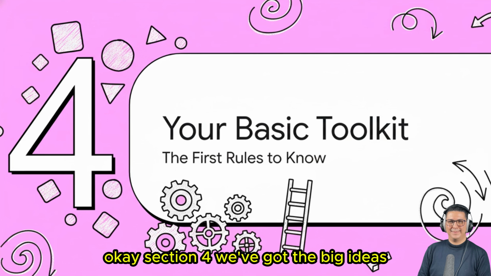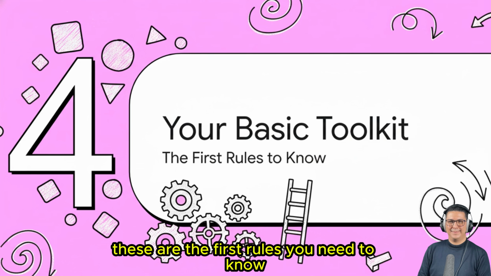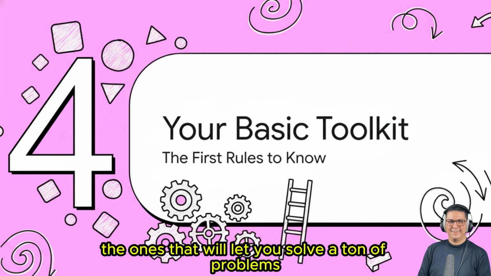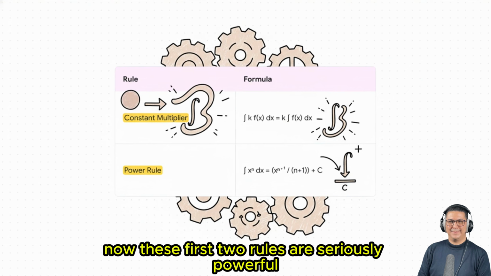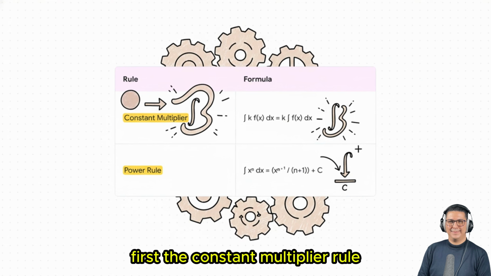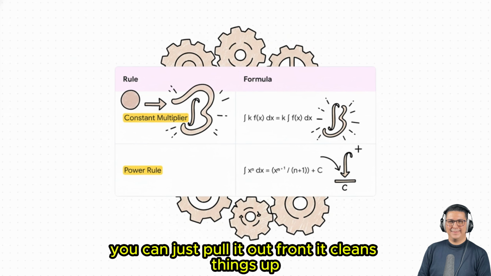Okay, section 4. We've got the big ideas, we understand the language. Now it's time to actually get our hands dirty with your basic toolkit. These are the first rules you need to know, the ones that will let you solve a ton of problems right off the bat. Now, these first two rules are seriously powerful. First, the constant multiplier rule. This one's super easy. It just says if you have a constant number multiplied inside your integral, you can just pull it out front. It cleans things up.